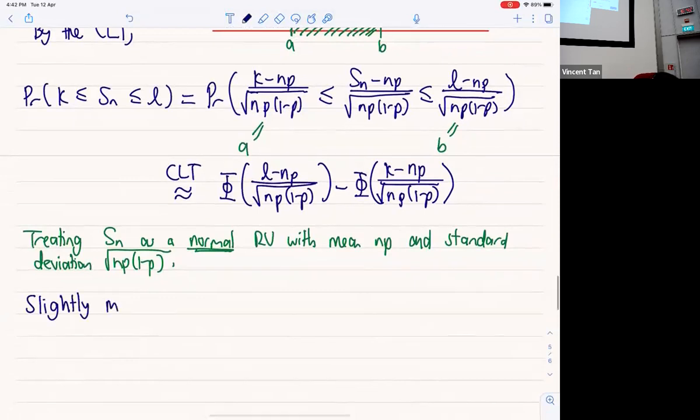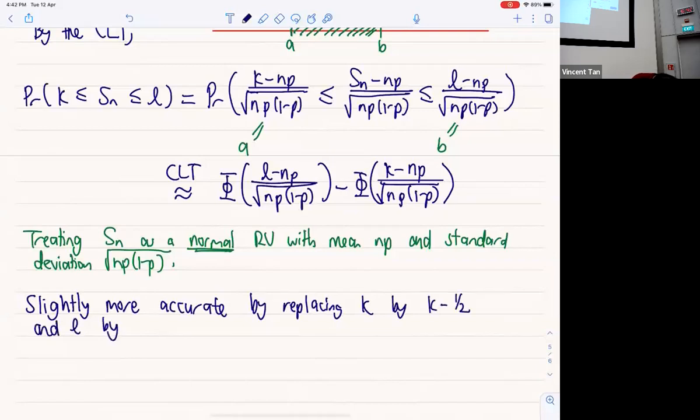We can be slightly more accurate by replacing K by K minus half and L by L plus half, respectively. Hang on, K is the smaller one. So this is called the continuity correction.